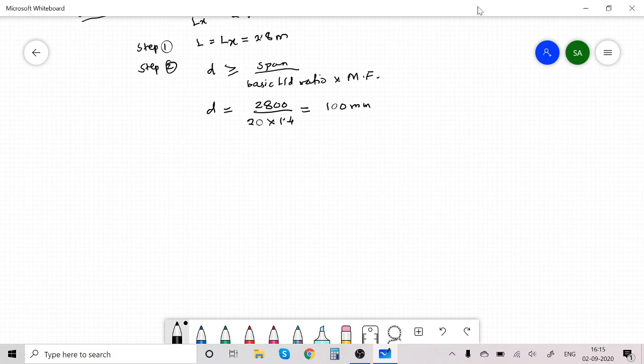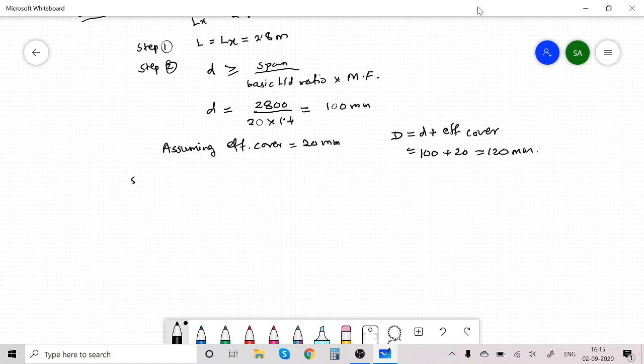Then I will assume effective cover as 20 mm. Calculate capital D, overall depth, which is equal to D plus this effective cover. So 100 plus 20, that is 120 mm. So capital D assumed is 120 mm.